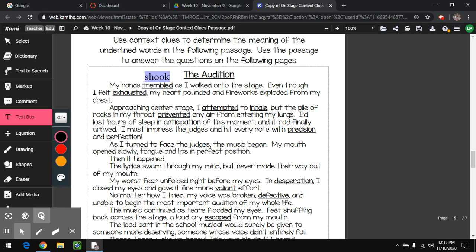Now the next part said, even though I felt exhausted, my heart pounded and fireworks exploded from my chest. So exhausted must be the opposite of feeling a lot of action in your chest. We are not knowing the word exhausted and just defining the word exhausted. That's what a lot of you do. You're like, I know what exhausted means. That's not what context clues are about. It's about looking at the context and figuring out what the word means when you don't know it. So Rylan, if it's the opposite of a big, fast beating in your chest, what does exhausted mean?